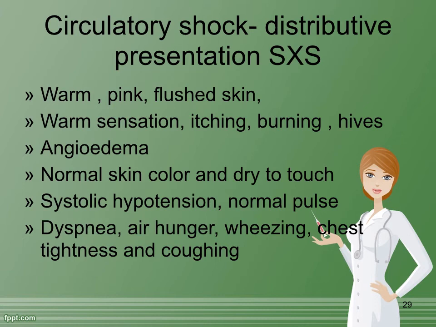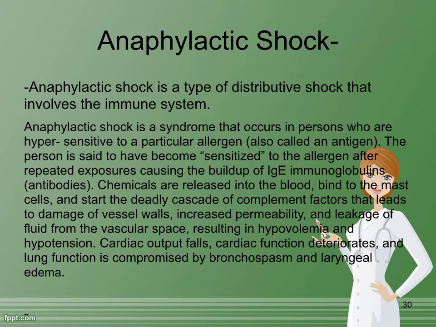In distributive shock, the blood volume is normal, but because of vasodilation, the vascular space has become too large for the normal circulating volume of blood, and peripheral pooling of blood causes a sudden drop in the BP. Anaphylactic shock is a type of distributive shock that involves the immune system. And you can go through this definition.